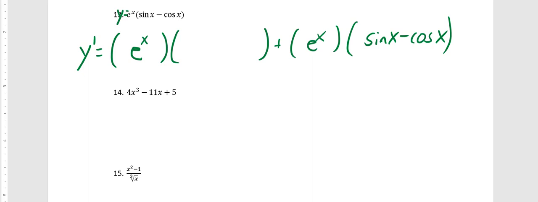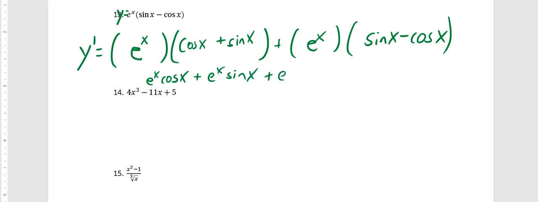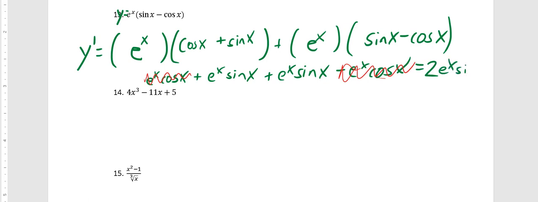Derivative of sine x minus cos x is going to be derivative of sine x minus derivative of cos x. So minus negative sine plus sine, which means I have an e to the x cos x plus e to the x sine x plus e to the x sine x minus e to the x cos x. Oh, look at that, we got some cancelling. Some e to the x cos x and e to the x cos x cancels out. And I end up with 2 e to the x sine x.